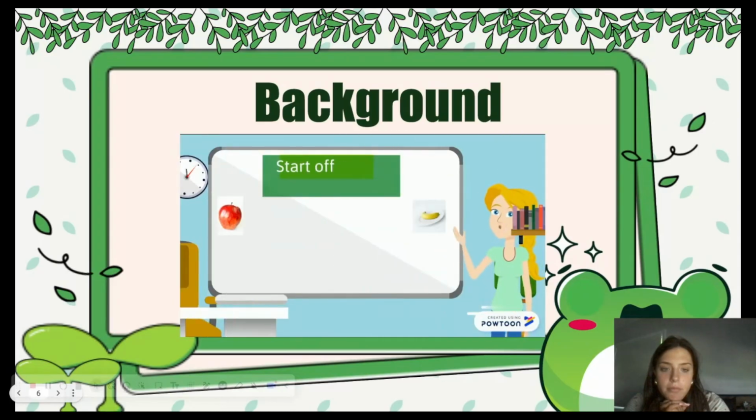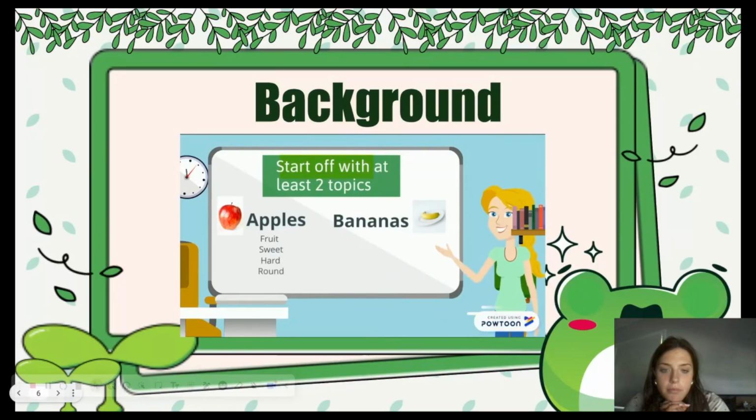To start off, you want to have at least two topics. For this example, I'm using apples and bananas. When I think about apples, I know that they are fruit, they are sweet, they are hard, they are round. When I think about bananas, I know that they are also fruit and sweet, but they are soft and they are long.